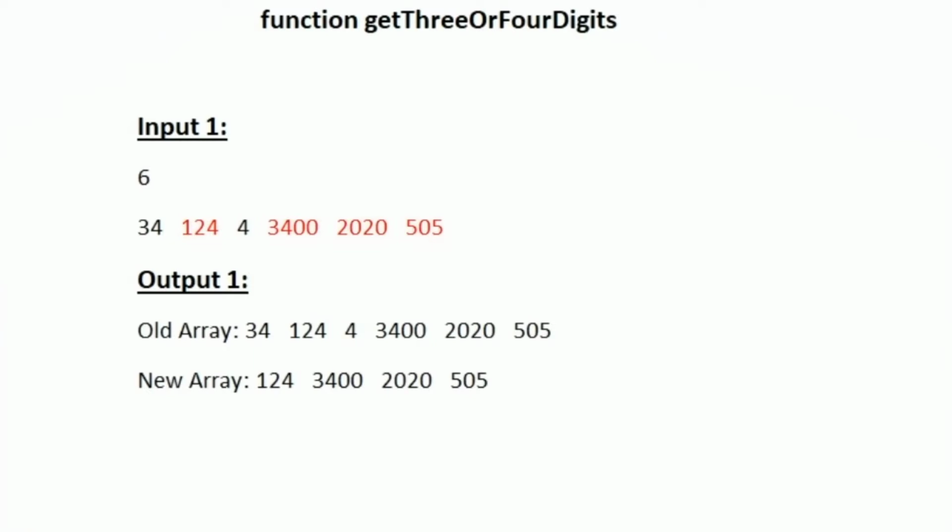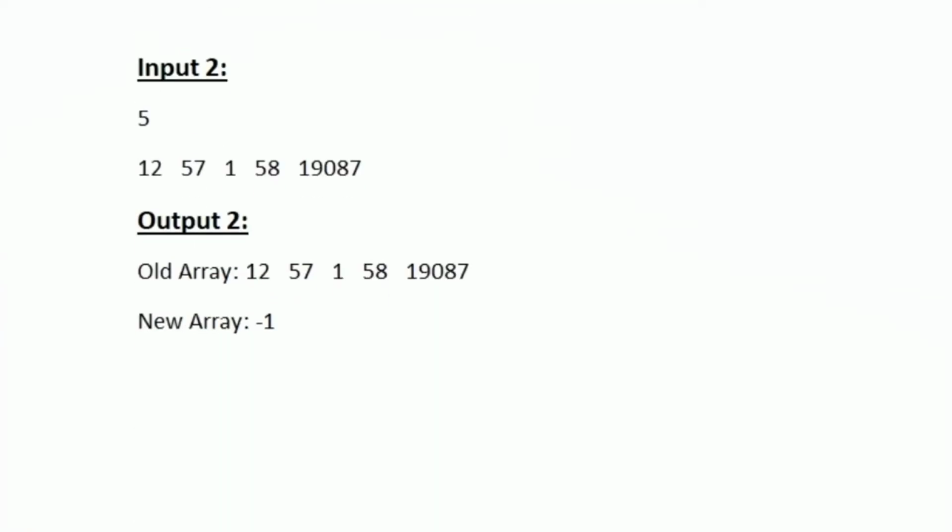Now let us see our sample input 2. Here n is equal to 5. So we have an array of 5 integers and now we have to check every integer. The first integer 12 is not valid, and then the second integer 57 is not valid, 1 is not valid, 58 is not valid, and 19087 is also not valid. So all the 5 integers in the given array are not valid. None of the integers has either 3 or 4 digits. So our new array will be empty.